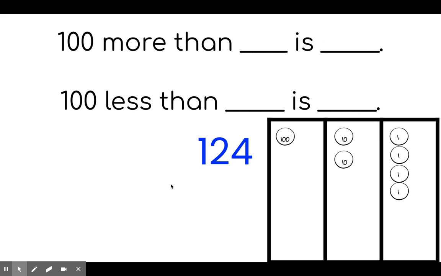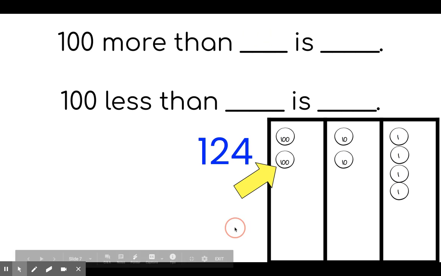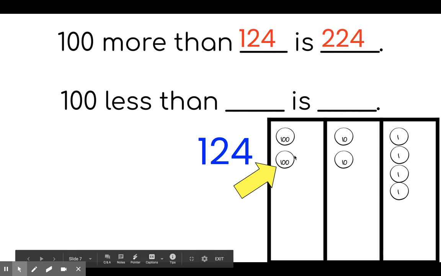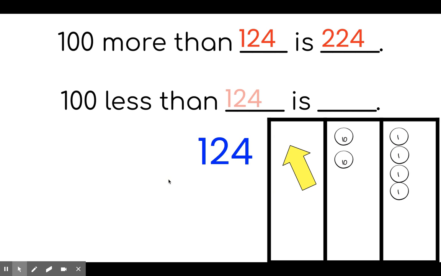We can even do this with hundreds. Here's still our number, 124. 100 more would make the number 224. We can also make it 100 less by taking away that 100, and we would just have 24. When dealing with hundreds, the digit that will be changing is the one in the hundreds place value spot.